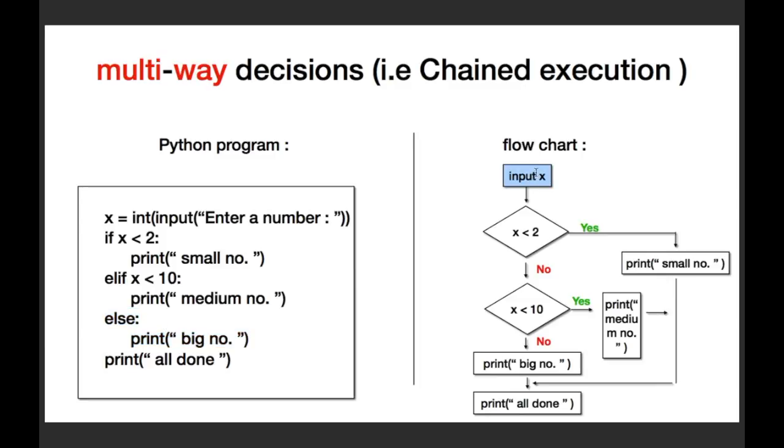So here you see the flowchart. It's going to check the first condition. If it is true, then it's going to print small number, and finally print all done. If the first condition is wrong, then check the second condition. If it is less than 10, it's going to print medium number, and then the program ends by all done. If the second condition is wrong, then big number and all done.